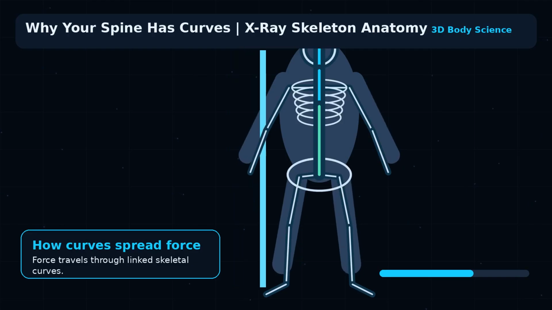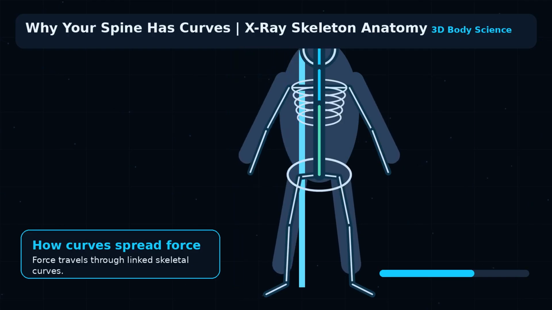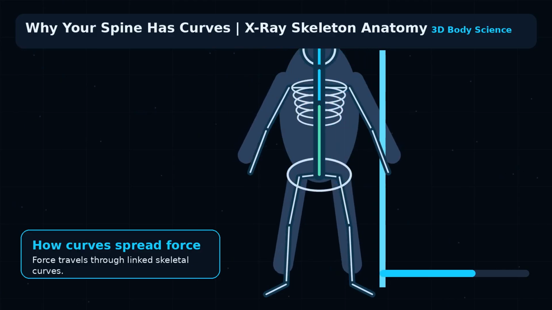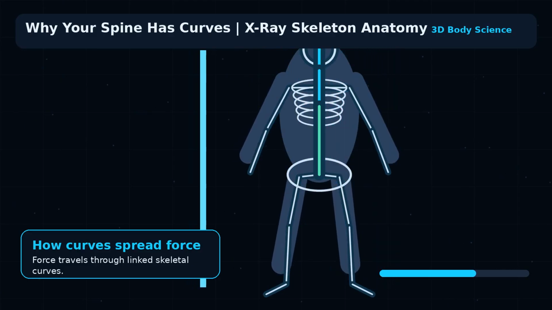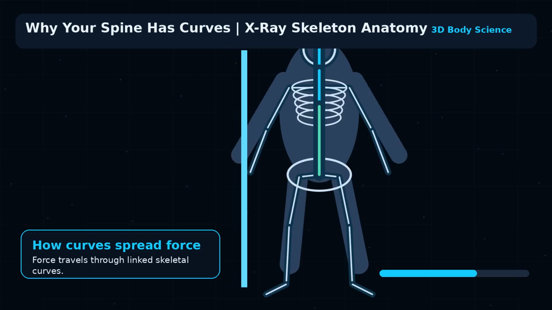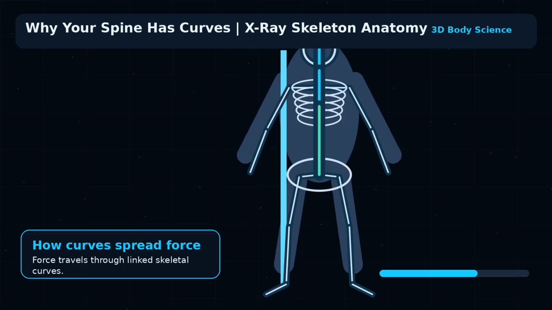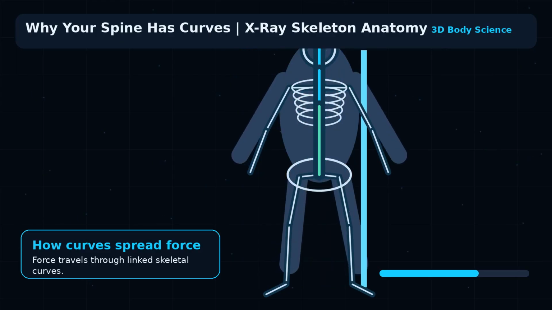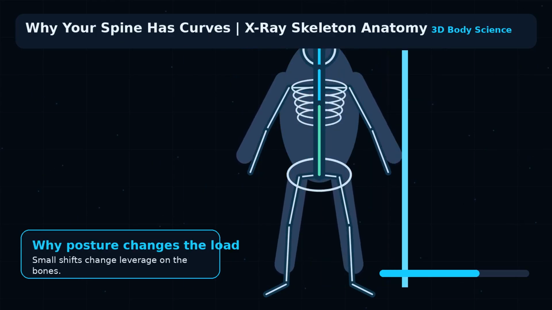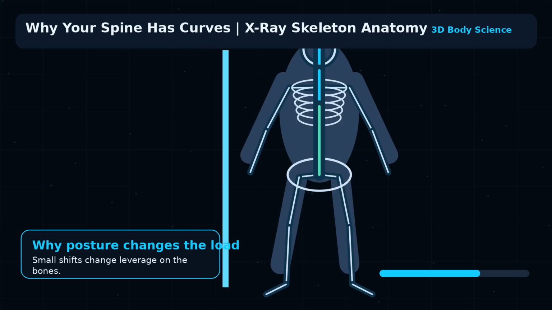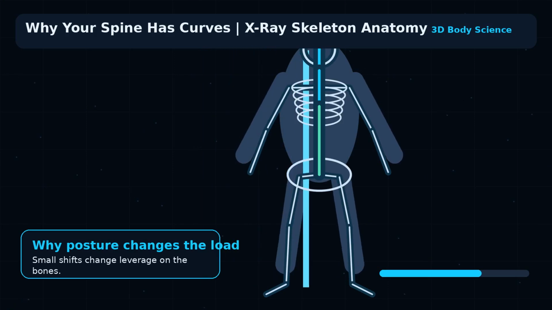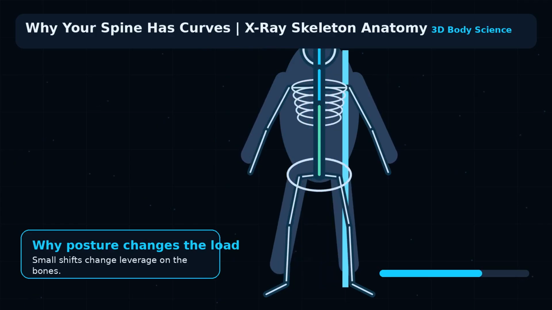Now look at the highlighted skeleton again. The bright region is the main area for this video, but the dimmer bones around it are just as important. They are the supporting cast. When the highlighted area moves, the surrounding skeleton changes the background conditions. That is why anatomy is easiest to understand when you can see both the close-up structure and the whole body X-ray view at the same time.